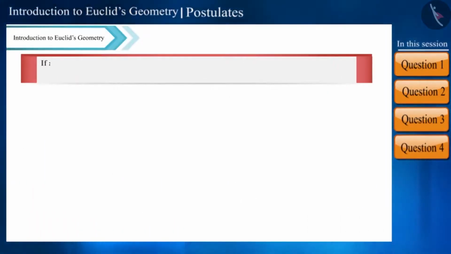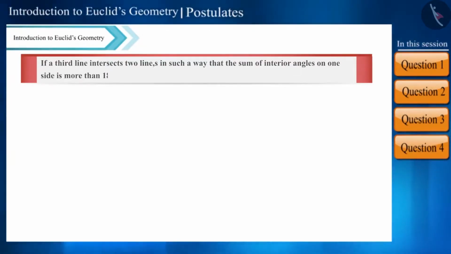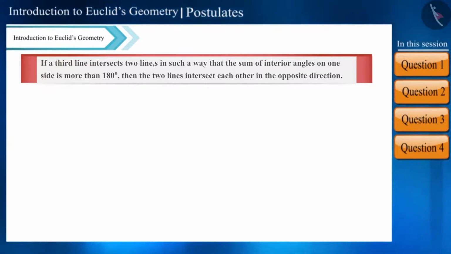If a third line intersects the two lines in such a way that the sum of interior angles on one side is more than 180 degrees, then the two lines intersect each other in the opposite direction. Is the given statement true or false?